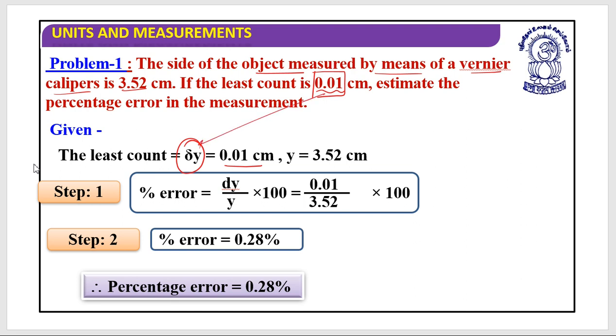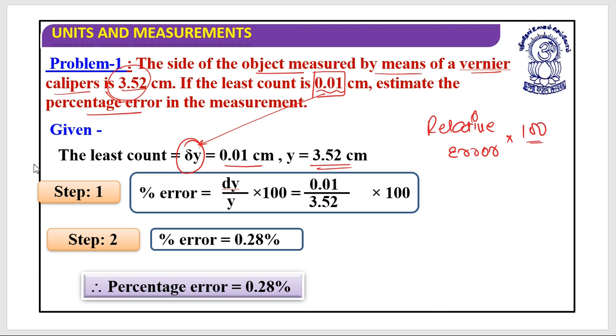The error is 0.01. What is the measured value? It's 3.52, which I have written here. Now, what do they want me to do? They want the percentage error. So how can percentage error be calculated? First you need to find the relative error, and you need to multiply by 100.